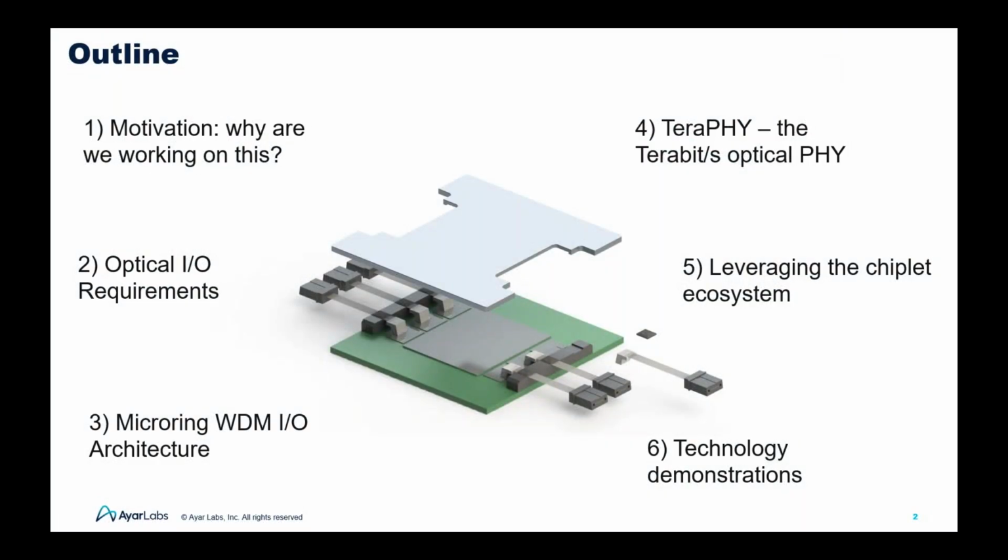I'm going to start the talk with a little bit of motivation. Why do we think that we need optical I/O, and if we need optical I/O, what are the requirements for it? Then I'm going to deep dive a little bit on the micro ring architecture that we have. Then I'll present the results from the TerraPhi, and also a little bit of how we are dealing with the challenges of the chiplet ecosystem and some of the demonstrations that we have done so far.